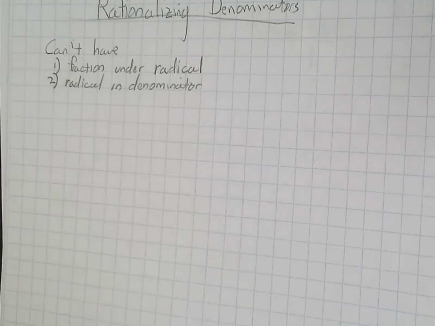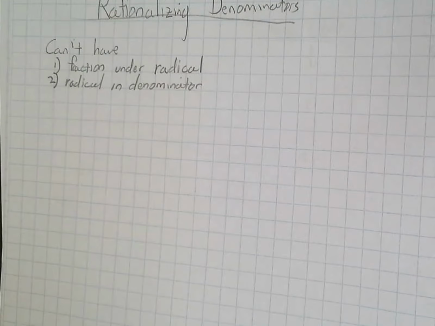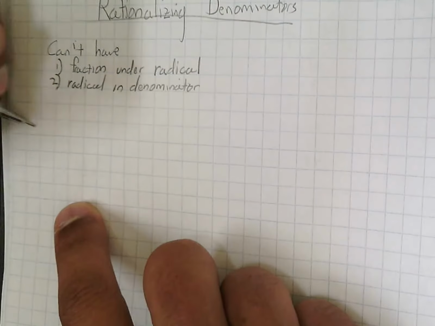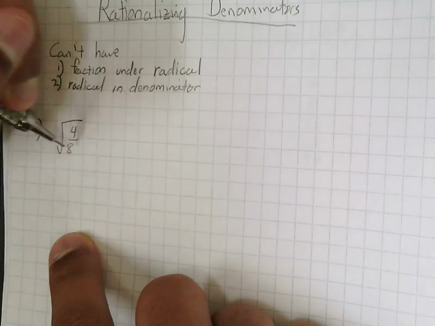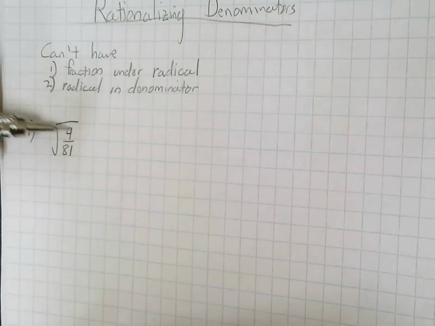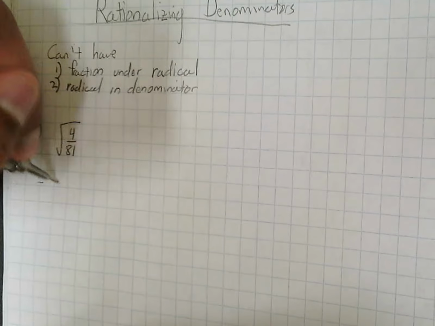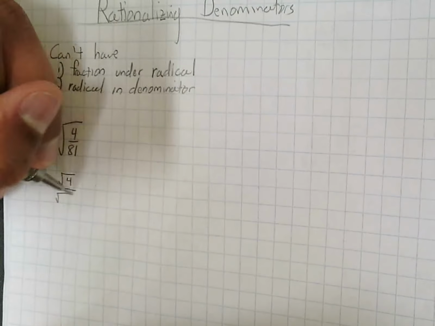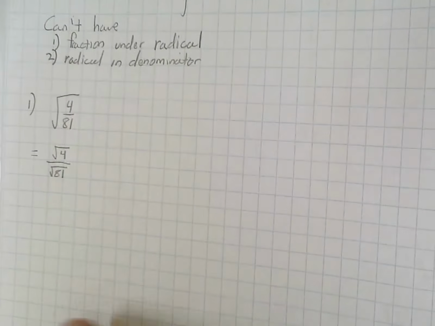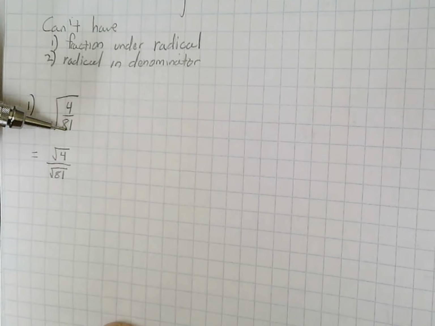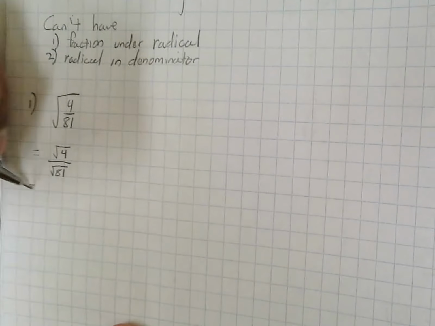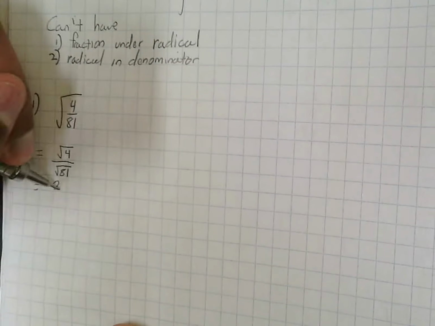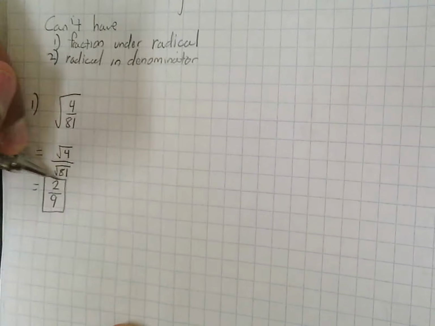Okay, so we're going to look at two types of rationalizations that you might see. Number one, we've got the square root of 4 over 81. So here we have a fraction under a radical. We don't like that. The square root of 4 over 81 is the same thing as the square root of 4 divided by the square root of 81. And then I can see that the square root of 4 is 2, and the square root of 81 is 9, so that's 2/9.